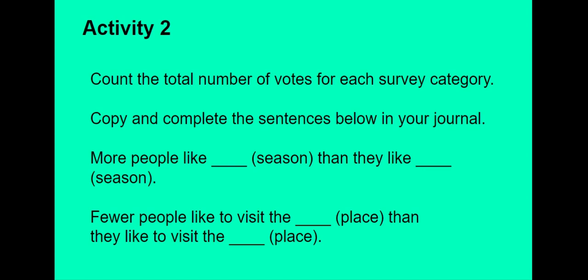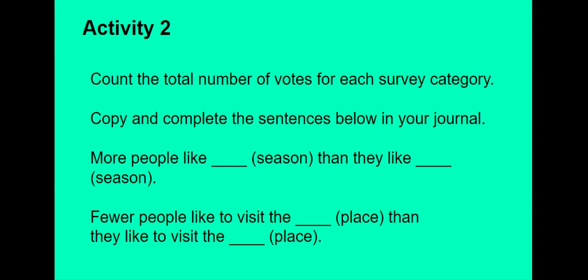The second sentence is about your second tally chart. Fewer people like to visit blank than they like to visit the blank. Okay? It could sound like this. Fewer people like to visit the beach than they like to visit the mountains. It depends on what information and data you gather on your tally chart.